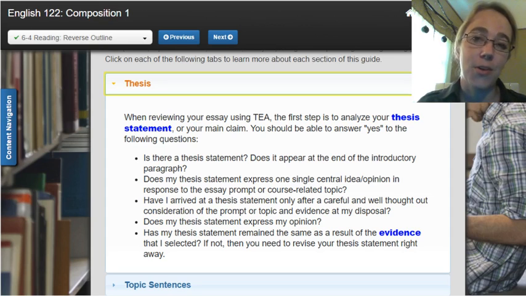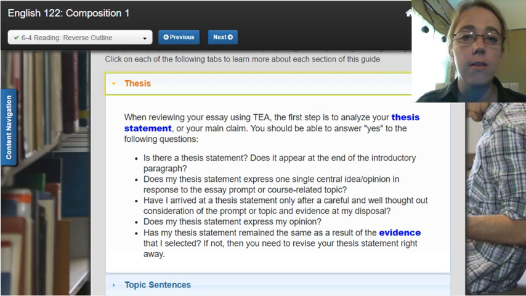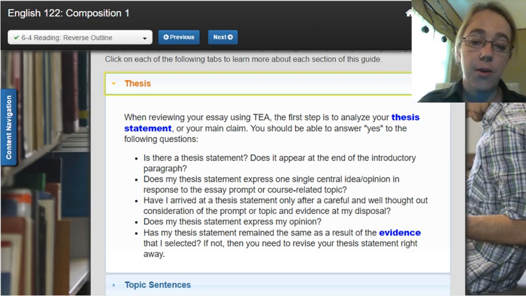So your first one is, do you have a clear thesis statement? And does it appear at the end of your introductory paragraph? Usually, almost always, a thesis comes at the end of your introduction. So take a look at that first paragraph and see if your thesis statement is there and if it's clear. Does your thesis statement express one single central idea or opinion in response to the essay prompt?